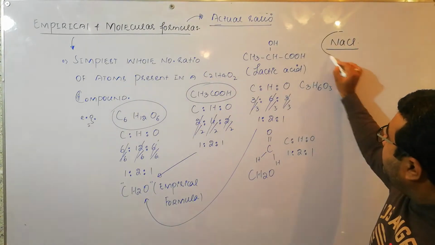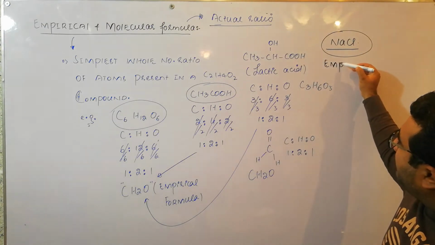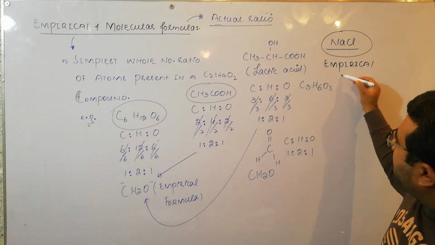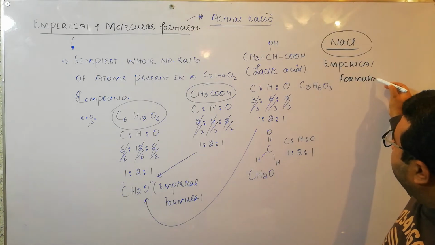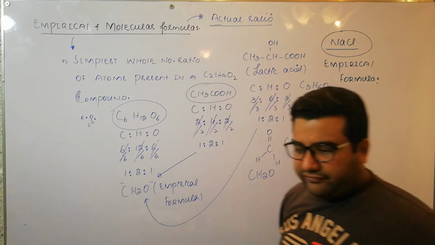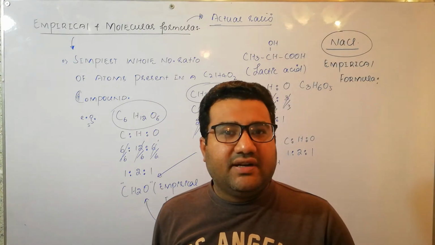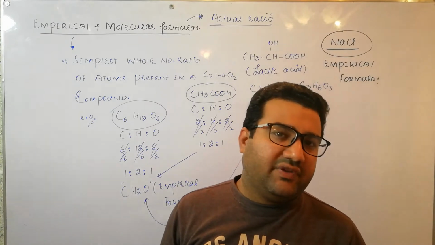And this formula unit is actually the empirical formula of NaCl. So formula unit of every ionic compound is actually its empirical formula, which shows the simplest ratio between the ions.